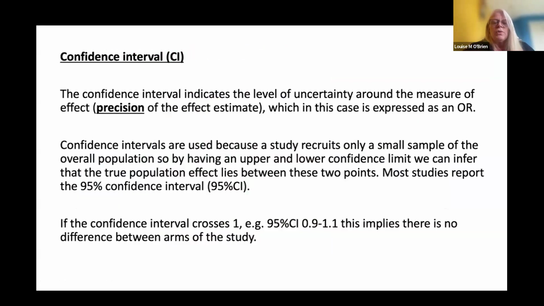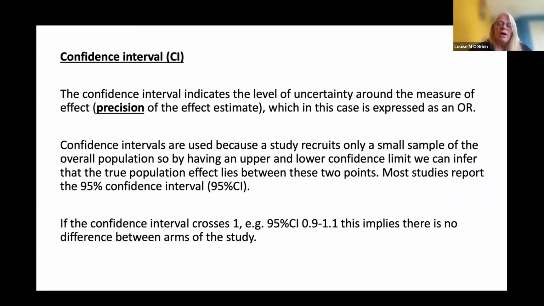So the other thing I mentioned was confidence intervals. Of course, just because you have a risk or an odds greater than one, it doesn't mean it's significant, right? But you need the confidence interval for that. So you don't need p-values, you need confidence intervals. The confidence interval is basically telling you how much uncertainty there is around your measure, or really the precision of your estimate.